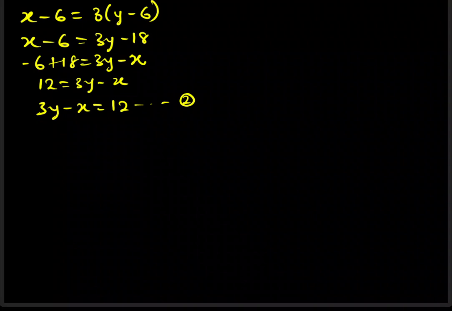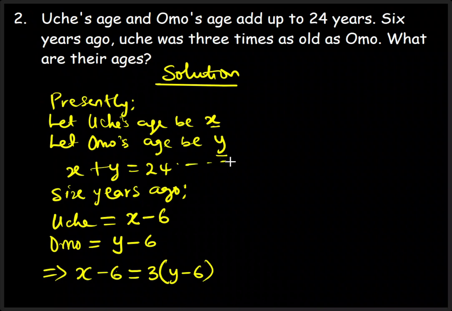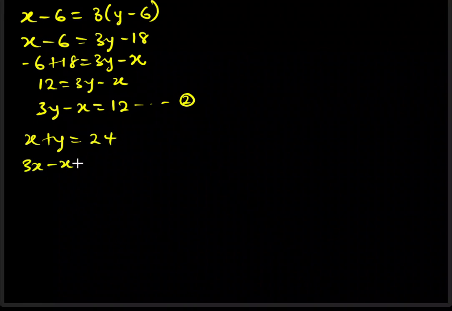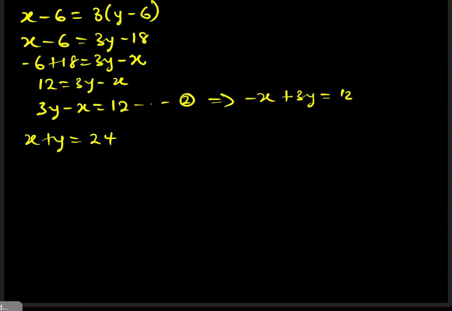So let's put the equations together. This was our first equation: x plus y equal to 24, and then 3y minus x. We can rearrange this to give us minus x plus 3y equal to 12, right? So that will give us minus x plus 3y equal to 12.